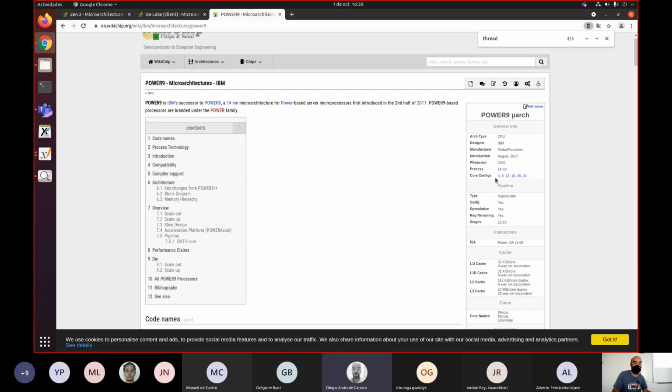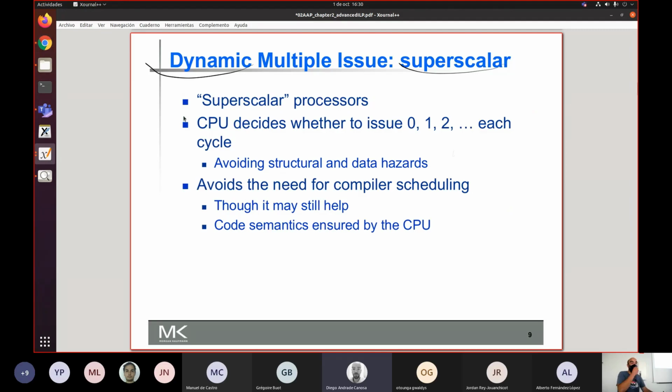So the question is, what does this mean? If we have the ability to execute several instructions at the same time, and the packaging or the selection of these instructions is done dynamically by the processor at runtime, this is the definition of a superscalar processor, okay? And this is available in all modern processors nowadays.